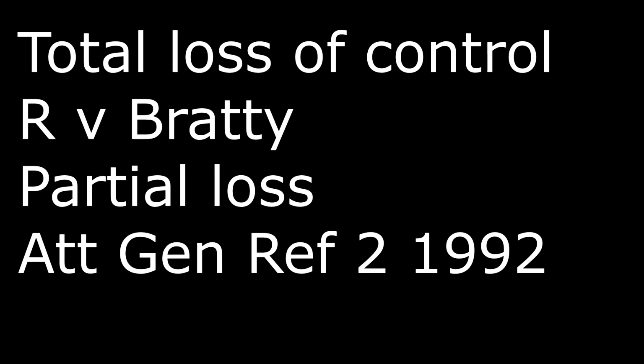Now we must look at the first test. In the first test, there must be a total loss of control, the D must act involuntarily. R versus Bratty shows this total loss of control, whereas if you only lost some control, so not all control, so you're still partially aware, then Attorney General reference 2 of 1992 is the case.